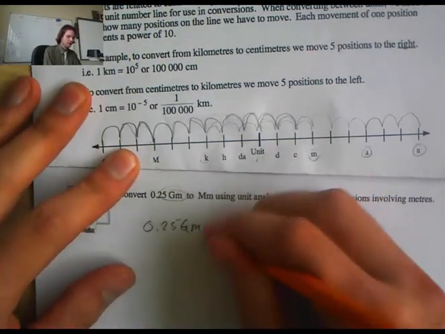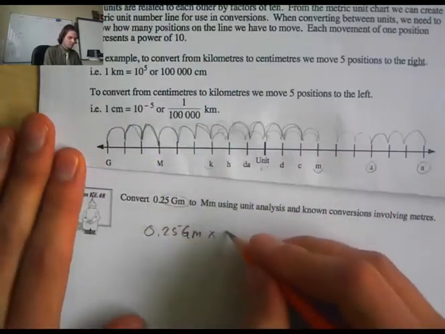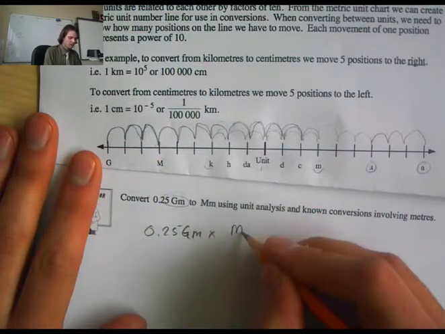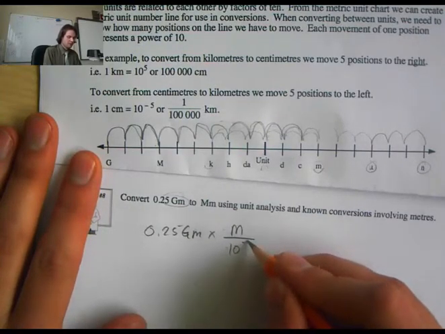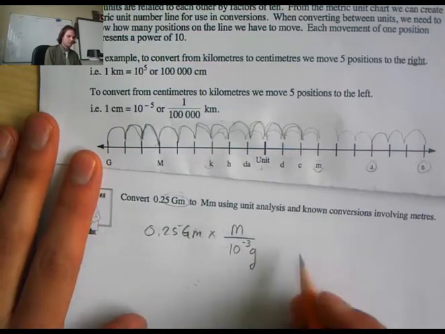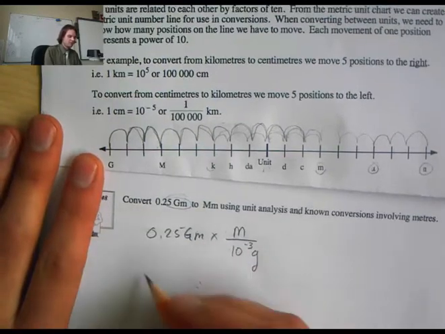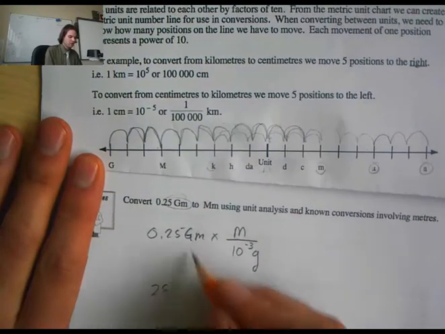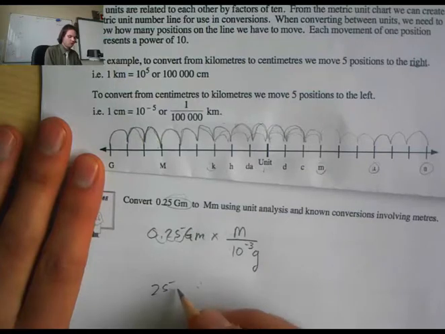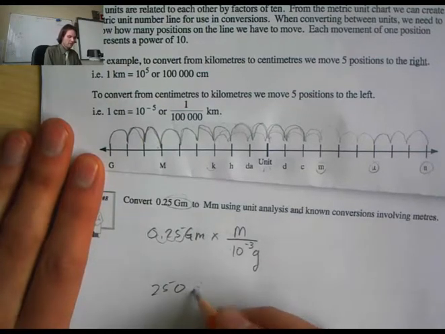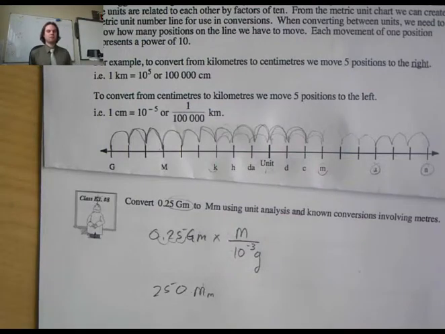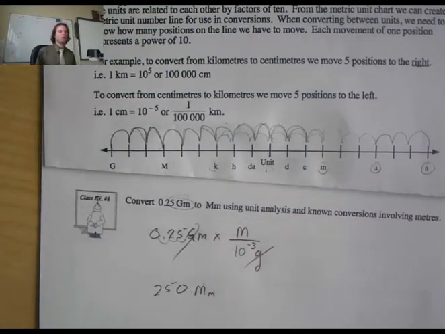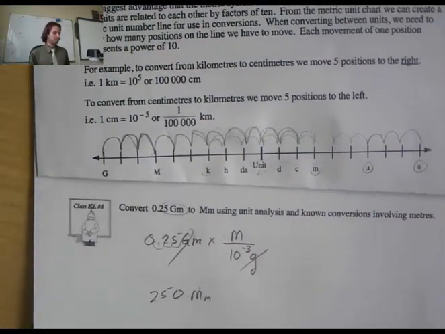So if we have 1 giga, 1 mega is equal to 10 to the negative 3 giga. So we just divide this. I'm going to get, let's move the decimal 1, 2, 3 over, 250 megameters, like that. Okay, because these will cancel off. Right? And that's it. Okay?